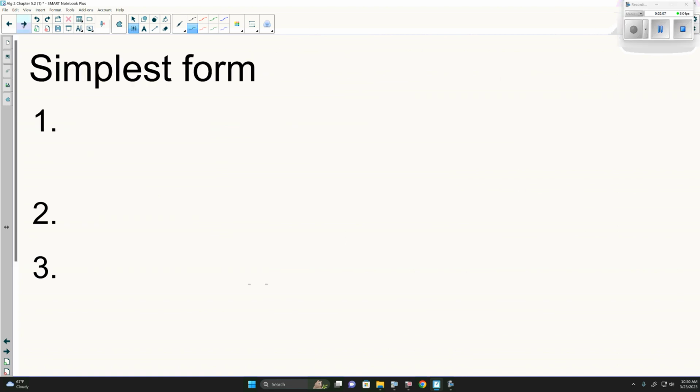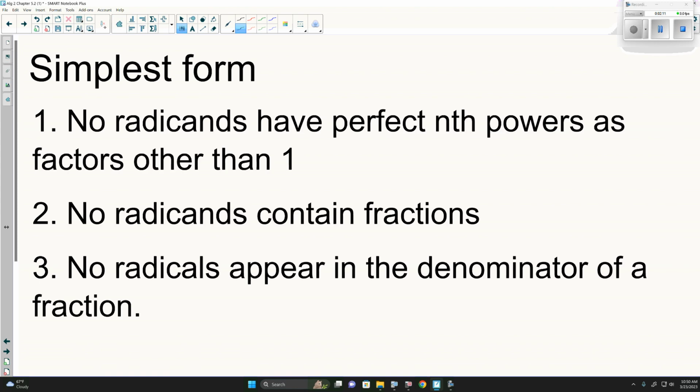Simplest form. So we have three main properties with this here to know if it is in simplest form. The first, no radicands have perfect nth powers as factors other than 1. That means we can't simplify it further than what we already have. So we can't leave a number as 4 to the 3/6. We can't leave it as this here because the 3/6 will reduce. It will simplify.